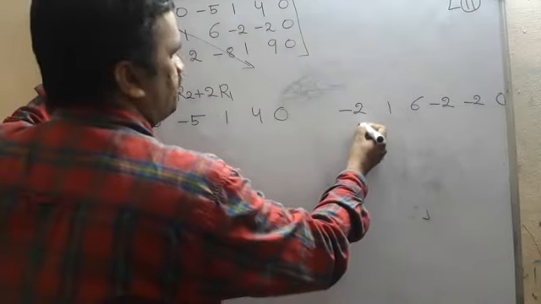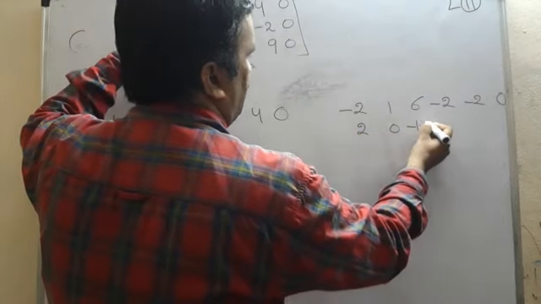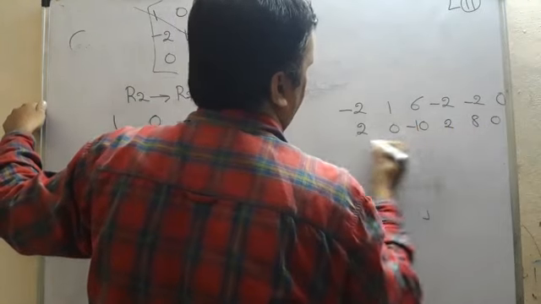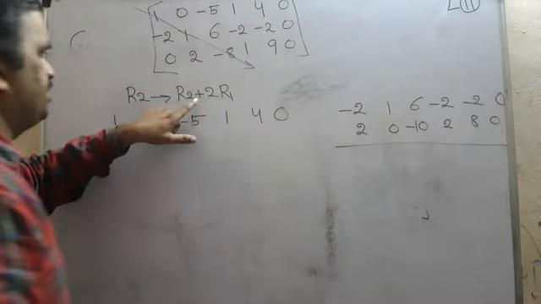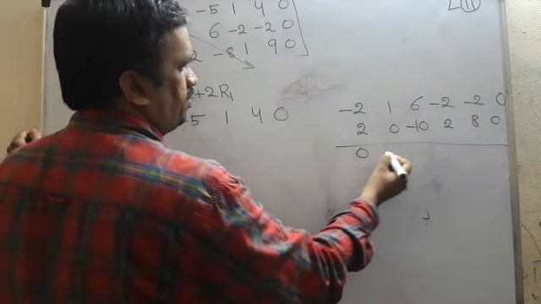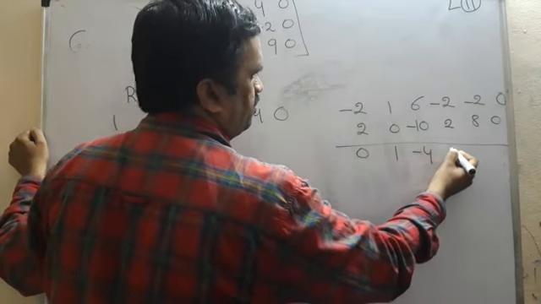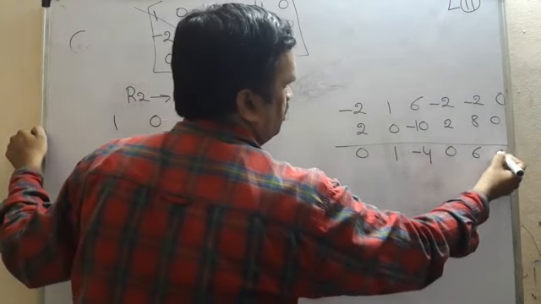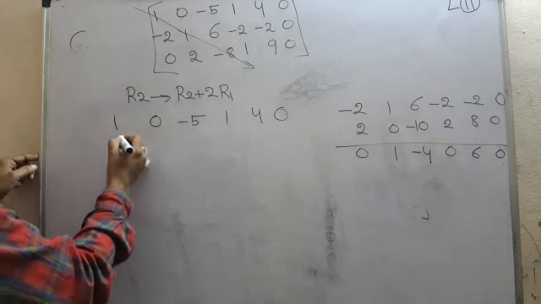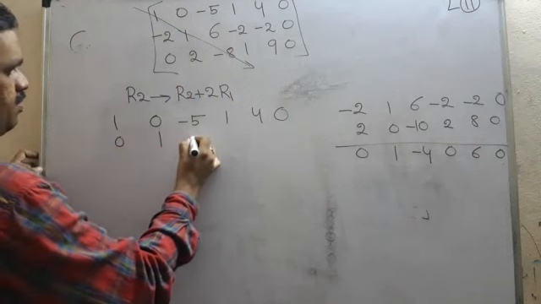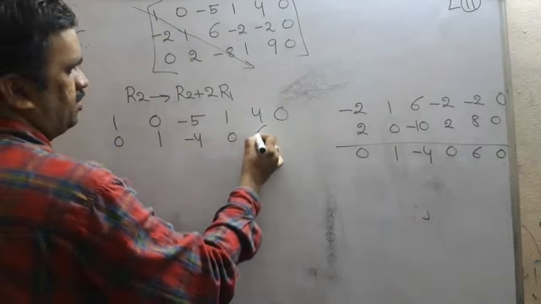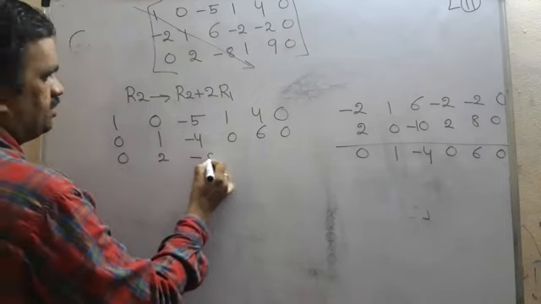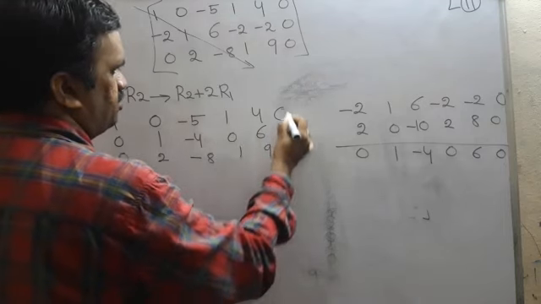2 1s are 2, 0, minus 10, 2 4s are 8, 0. And here we have to add it: plus 0, 1, minus 4, 0, 6, minus 2 plus 8, 6, 0. Come on, write the second row as this: 0, 1, minus 4, 0, 6, 0. Third row as this: 0, 2, minus 8, 1, 9, 0.